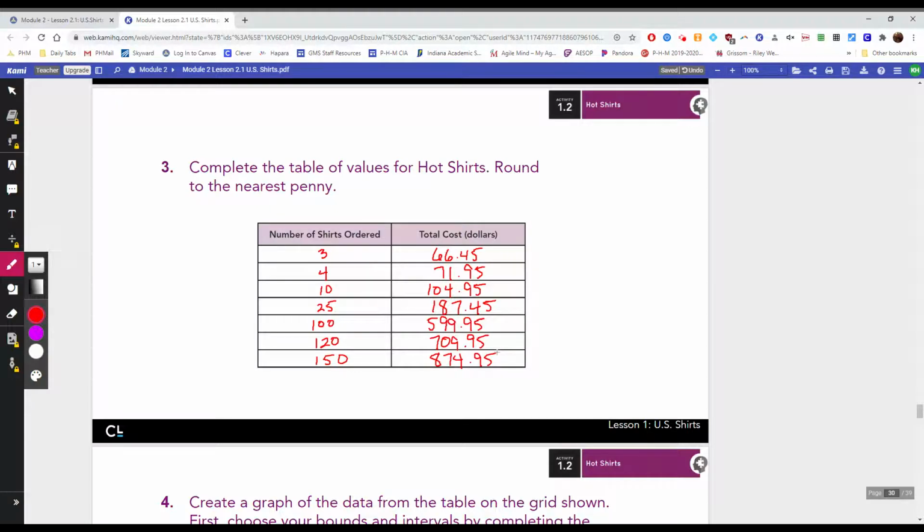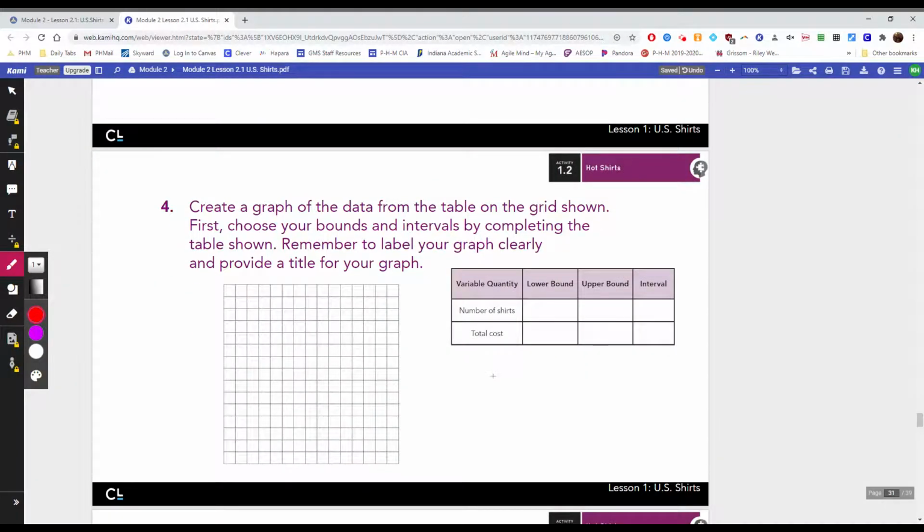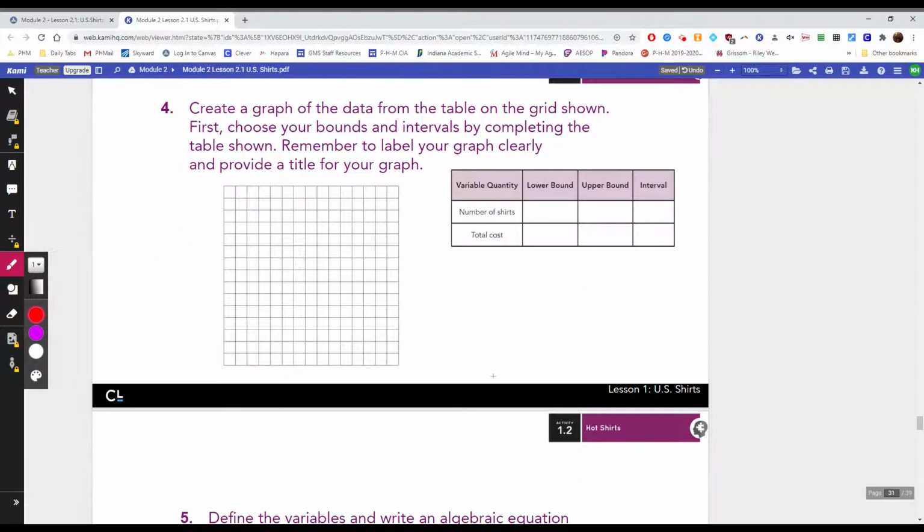So there's our table. Now we are going to graph it, just like we did with US shirts. We're going to start off by identifying those lower bounds and upper bounds, and we're going to label everything. Our labels and everything in our graph really is going to be the same as the US shirts. So down here on our x-axis, this is going to be number of shirts. That was our independent variable. And our y-axis is going to be the total cost. That's our dependent variable. For the title, we'll just name it Hot Shirts. That's the name of this t-shirt shop.